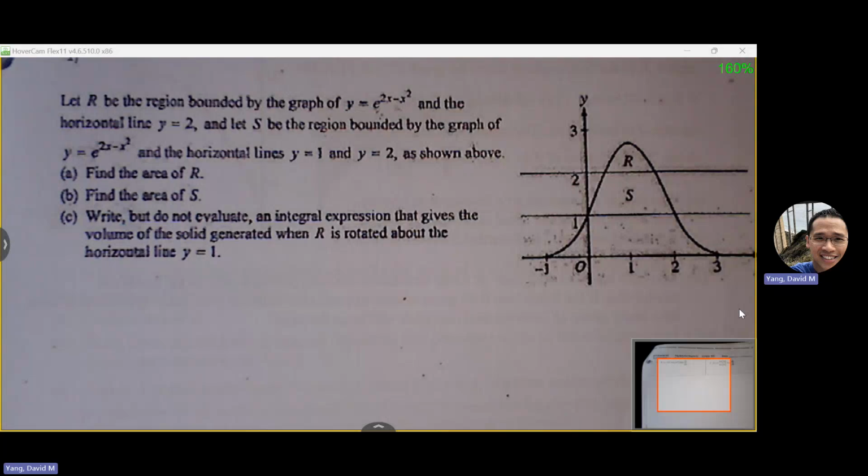We have the horizontal line y equals 2. Let S be the region bounded by the graph of e to the 2x minus x squared. Find the area of R. So area of R, we can do top minus bottom. We just have to graph this and find those intersections as our bounds. Okay, try that. You may have to zoom in since it may be a little small with the standard window.